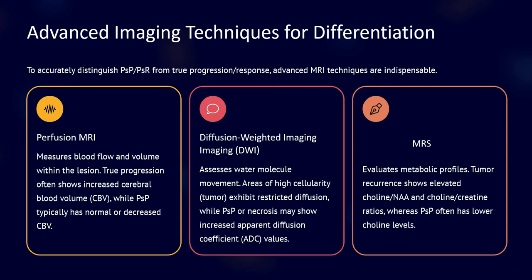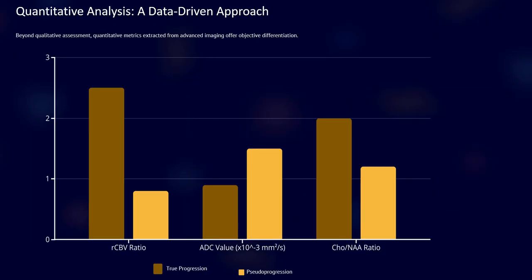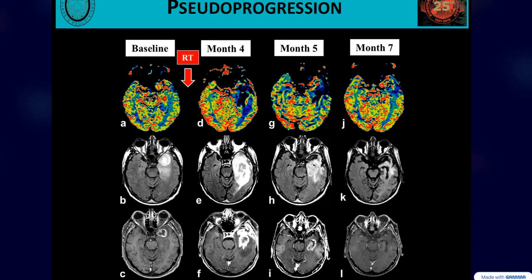Perfusion is the best one, but only when it is done technically accurate. Diffusion weighted image can also assess cellularity. Spectroscopy depends on the choline to N-acetyl aspartate. The tumor shows elevated choline to N-acetyl aspartate, but pseudo-progression does not. This study shows the relative cerebral blood volume comparing true progression from pseudo-progression, ADC value and choline to N-acetyl aspartate.